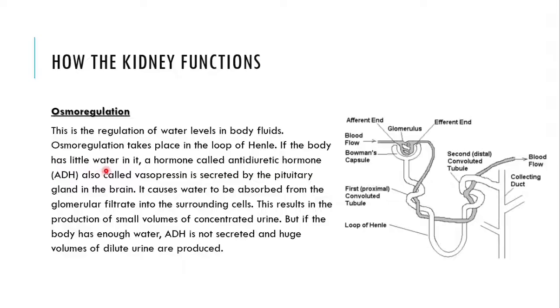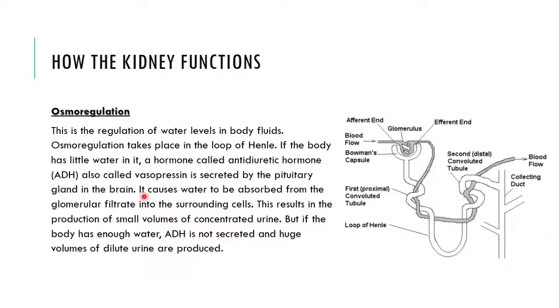If the body has little water in it, a hormone called antidiuretic hormone, which is ADH, also called vasopressin, is secreted by the pituitary gland in the brain. When we look at hormones, we're also going to talk about this. That's the beauty of biology. These things are repeated, okay? So if the body has little water, there will be a hormone that is going to be secreted. What hormones do is that they stimulate an event to take place.